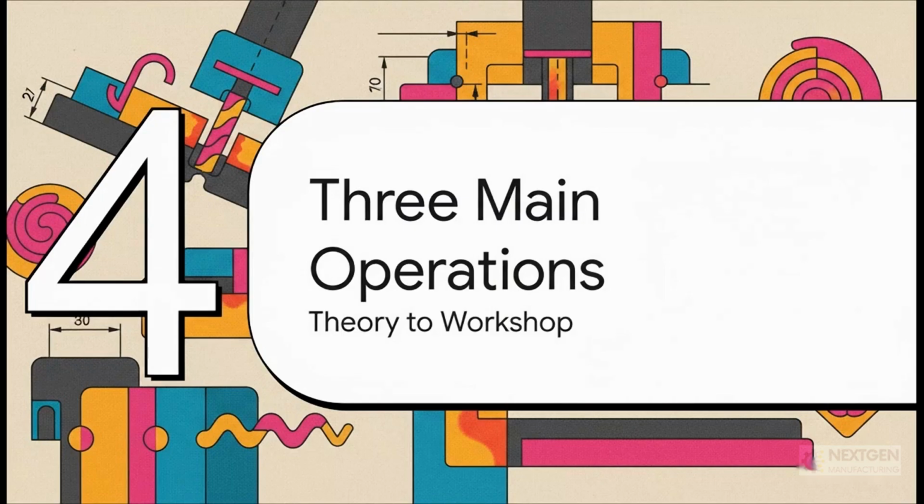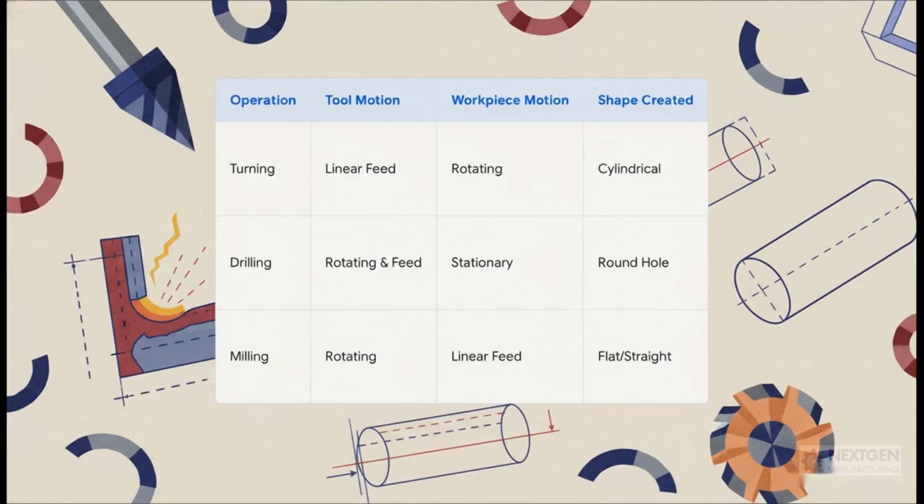Okay, so we've got the theory down. Chips, forces, heat. Now let's bring it out of the lab and onto the workshop floor. How does this apply to the most common machining operations you'll see every day? All right, meet the big three: turning, drilling, and milling. They're the workhorses of the industry. In turning, your part is spinning and a tool moves along it to create cylinders. Think of a baseball bat. In drilling, a spinning tool plunges into a stationary part to make a round hole, and with milling, a spinning cutter moves across the workpiece to create flat surfaces. The motions are different, but the fundamental physics of how that chip gets made, exactly the same.